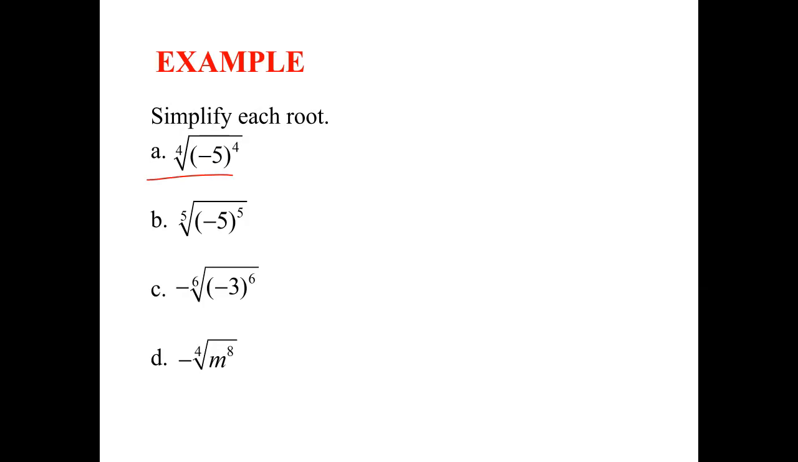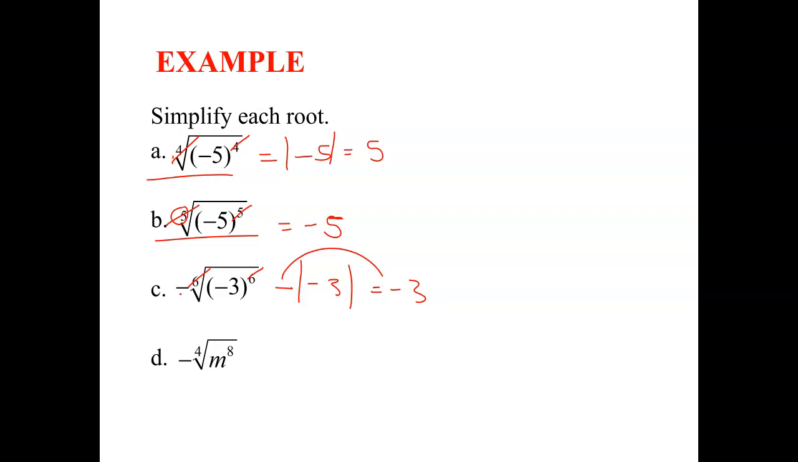So, A, am I going to need absolute values? Yep. So that cancels, leaving the absolute value of -5, which is 5. B, do I need absolute value? Is that even? That's odd, so I don't need absolute value, so it's just -5. Odd, no absolute value. Even, yes, absolute value. Do I need absolute value? Yep. Cancel those out. So I have my first negative, then the absolute value of -3. The absolute value of -3 is 3, and then just bring that front negative to follow.